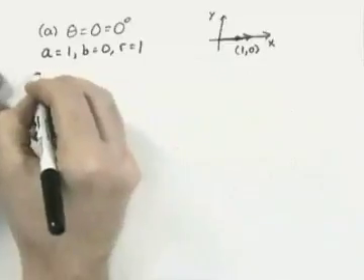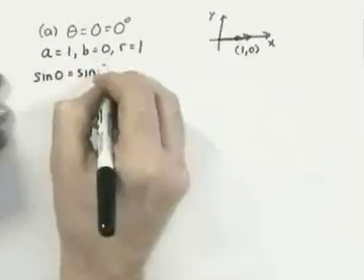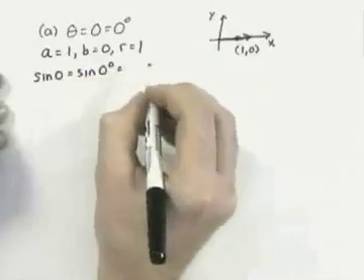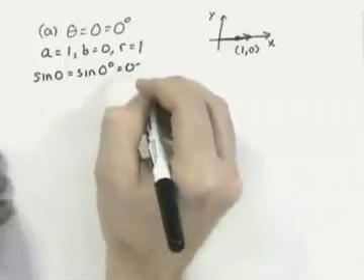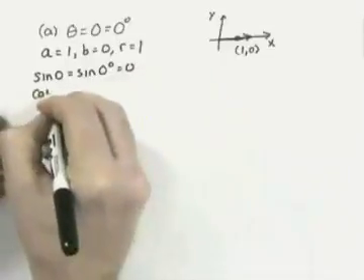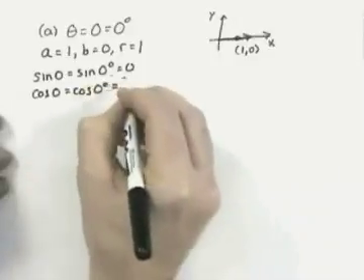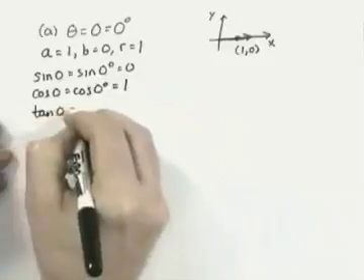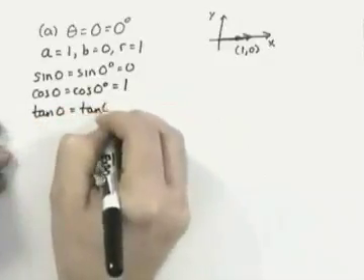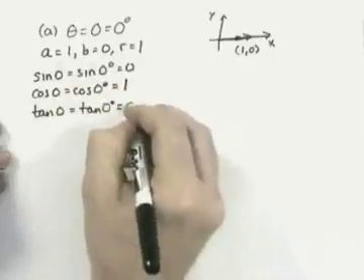So what we're going to have now is that the sine of 0 radians equals the sine of 0 degrees is B over R, or just 0. The cosine of 0 equals the cosine of 0 degrees equals A over R, which is 1. The tangent of 0 equals the tangent of 0 degrees. Remember, the tangent is B over A, so that's going to be 0.